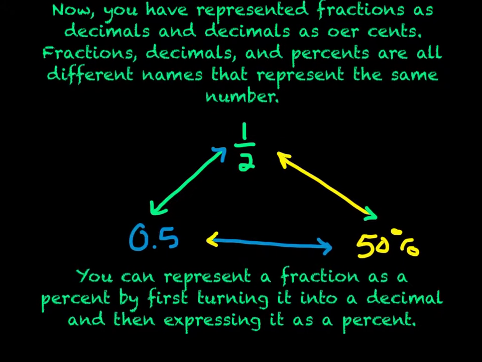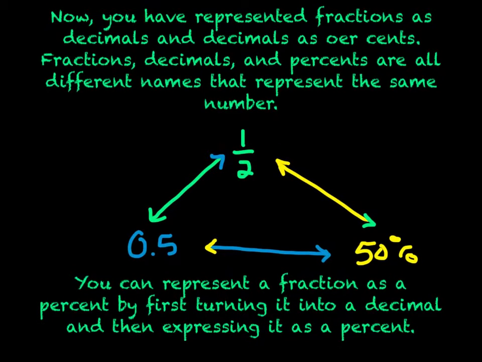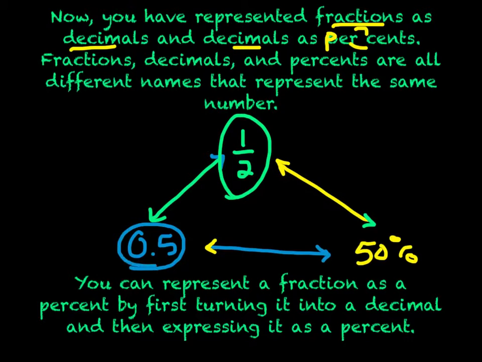Now, if you did Part A, Video 1, we've been able to represent fractions as decimals and then decimals as percents, and all combined. Fractions, decimals, and percents are all different names that represent the same number. So if we look at this, we have a half. That can be represented as 0.5 or 5/10, which can also be represented as 50%.